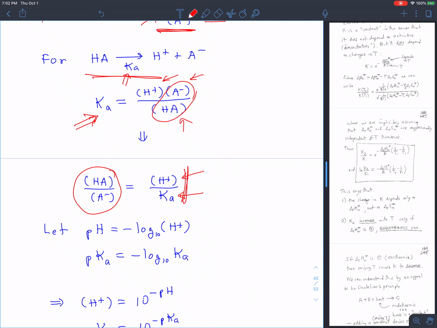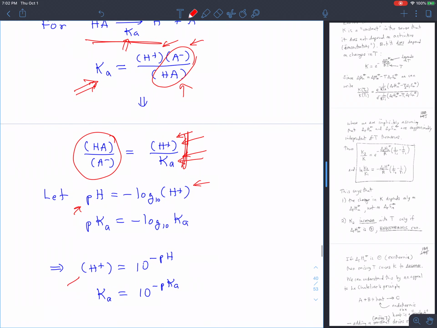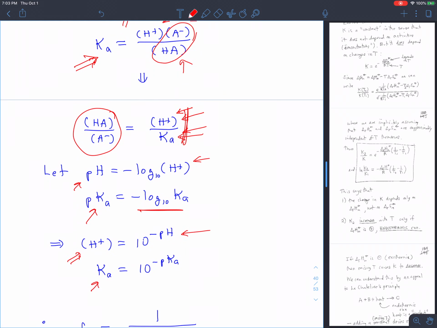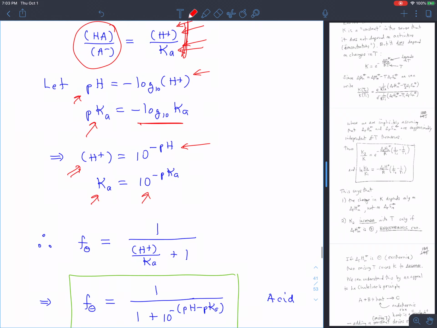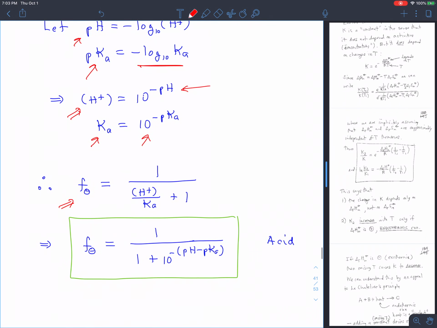It isn't necessary, and this is a good enough answer in a lot of cases all by itself, but it will be convenient to express these concentrations using pH and pKa instead of the concentrations themselves. So pH is equal to minus log of H plus, and that means the H plus concentration is 10 to the minus pH power. Likewise, pKa is minus log of Ka, and that means that Ka itself is 10 to the minus pKa power.